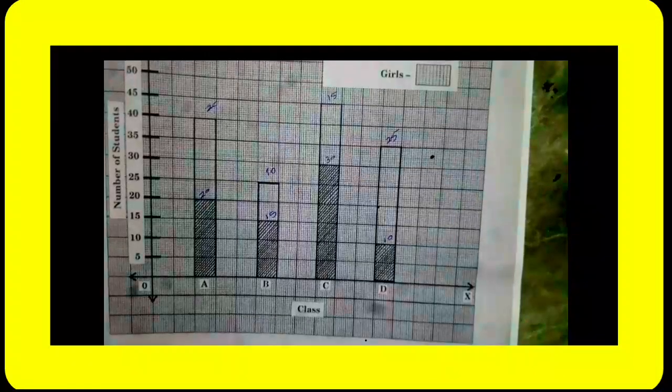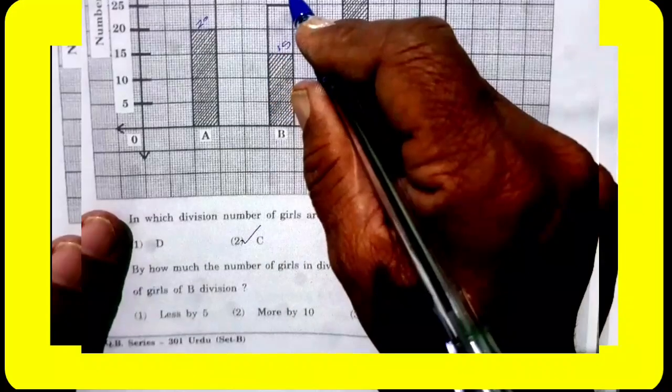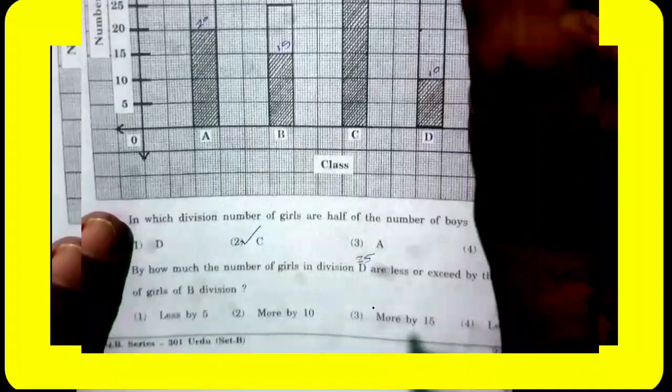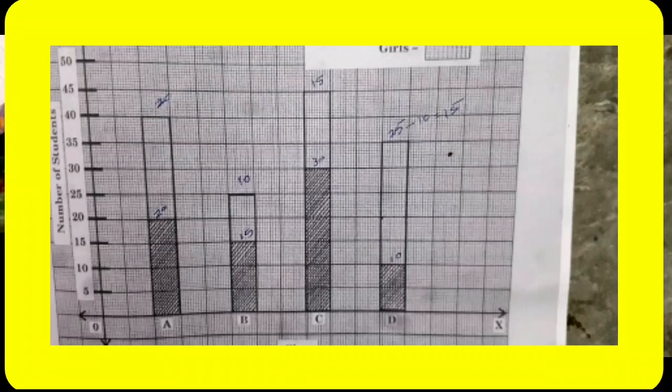15, 13. 15 is half of 13, that is 1 by 2. By how much the number of girls in division D? There is 25. Are less or exceed by the number of girls in B division. B division number of girls is 10. 25 minus 10 is 15. 15 is our answer. More than 15. More by 15.